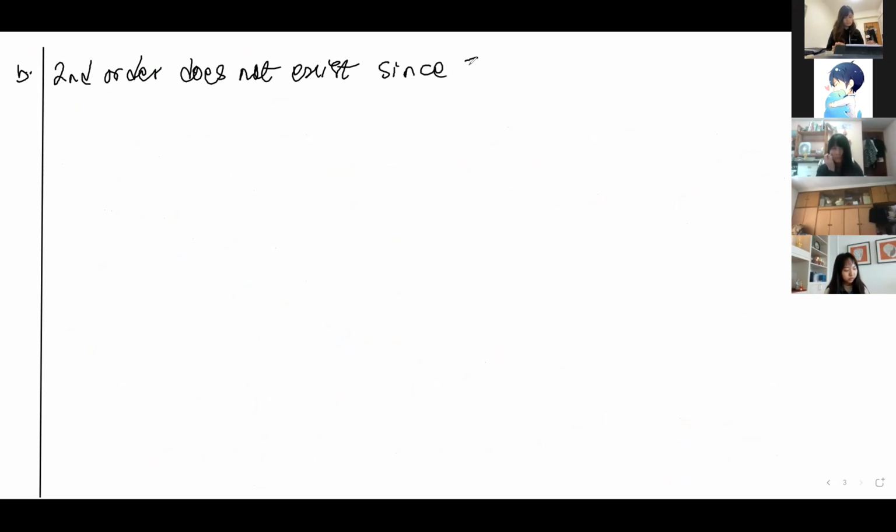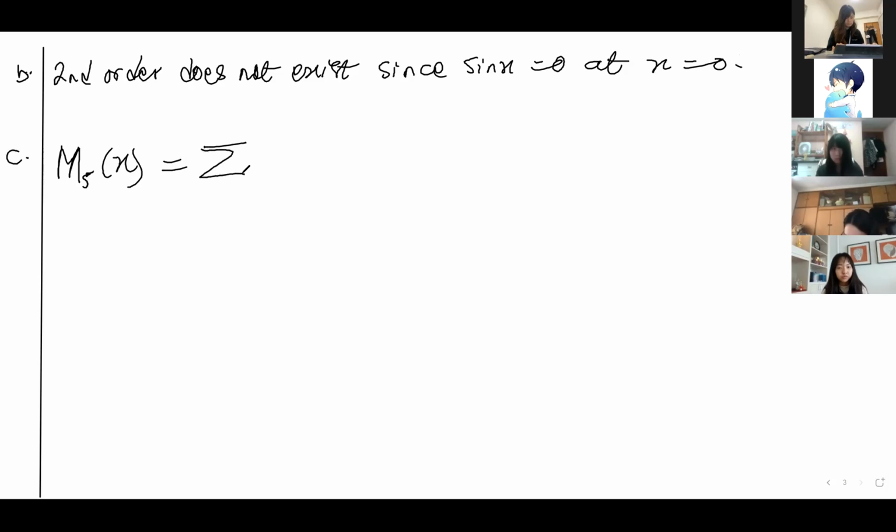Since sine x is equal to 0 at x is equal to 0, that's enough. C. If you have any other additional information, you can include and explain, but it's as short as that. So M5 of x means the Maclaurin's expansion of f of x, up to that.